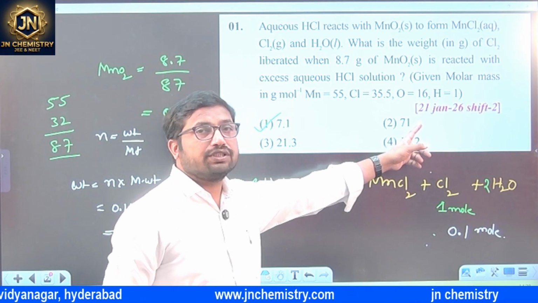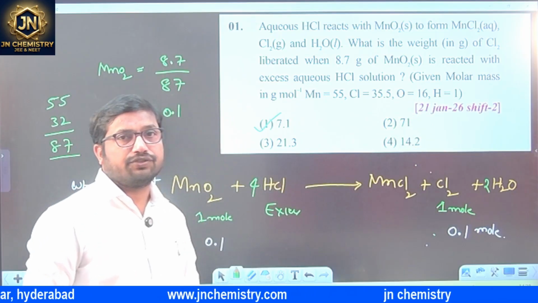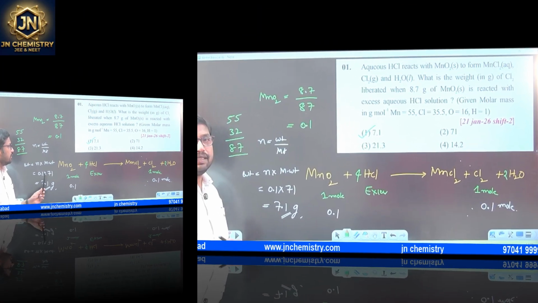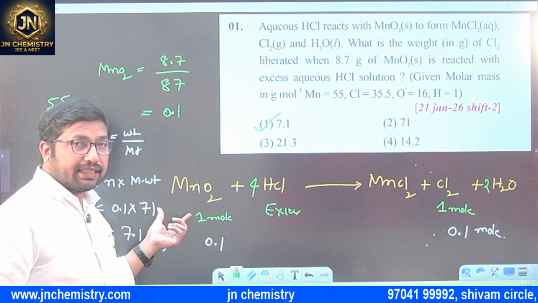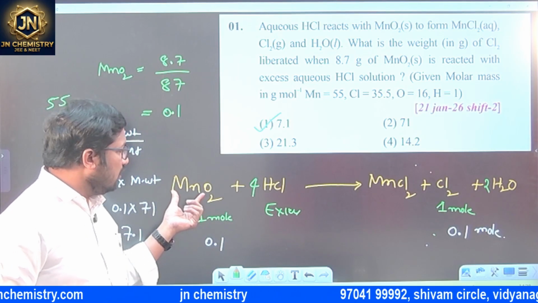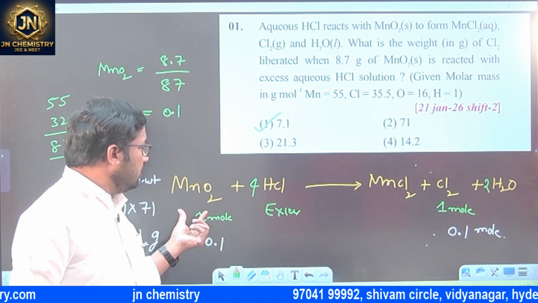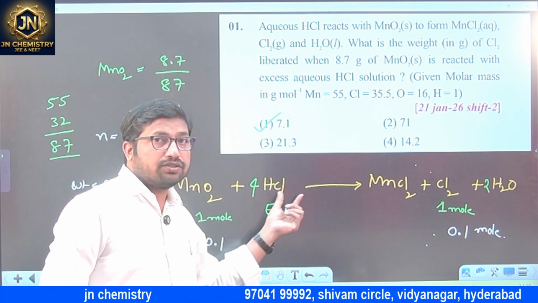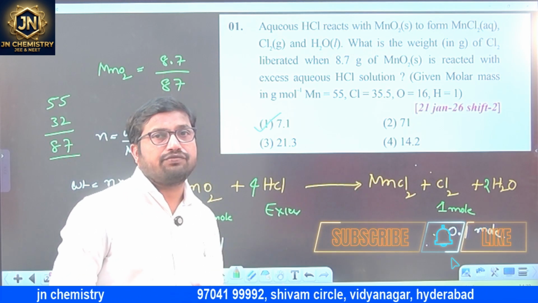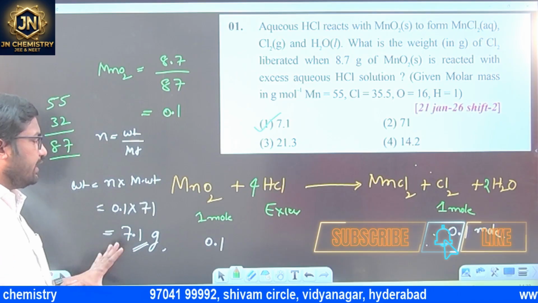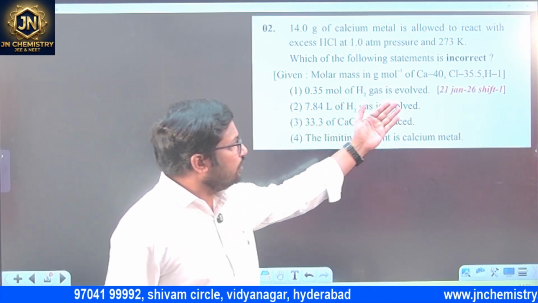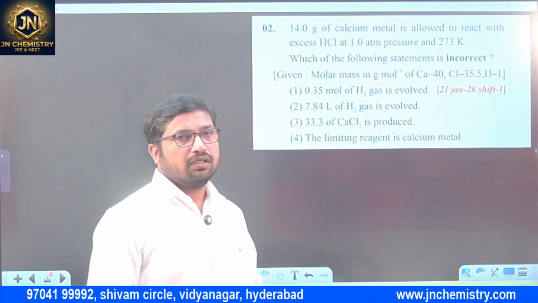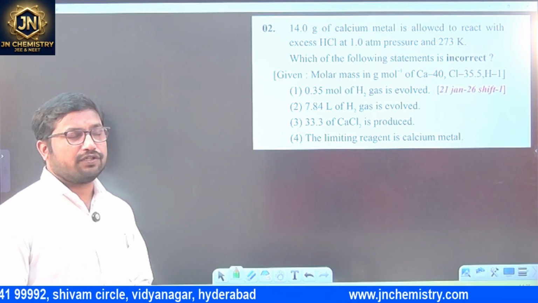So this is the 21st January, second shift question. The main important thing is we should know this equation, how many moles of MnO2 is reacting with HCl, and so how many moles of Cl2 is forming. This is the way we need to do it. Yeah, one more question from 21st January, shift 1, some basic concepts of chemistry.